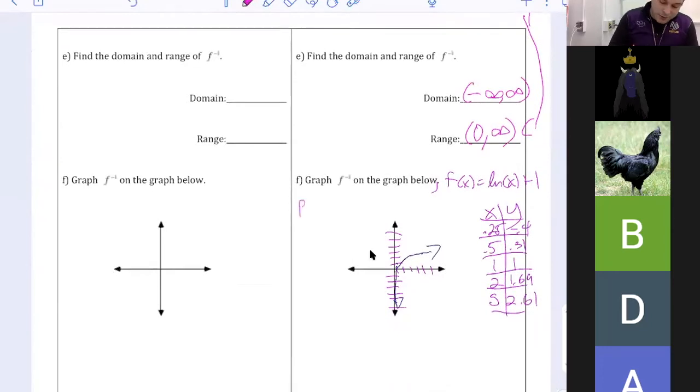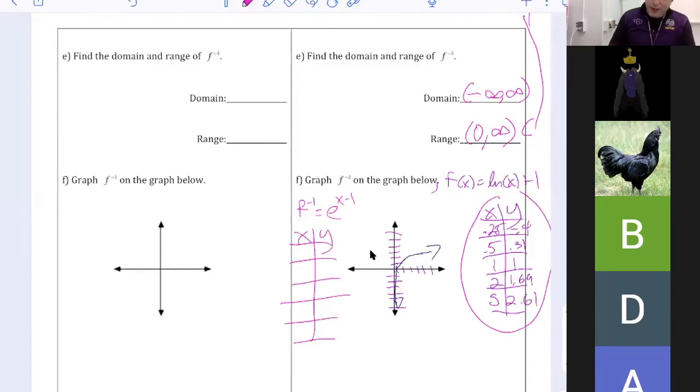And how do I graph it? I'm going to use Desmos. I can't do this in my head. Nobody can. e is an irrational number. So e to the x minus 1. Well, actually, I could cheat a little bit, right? I know that it's just the inverse of this. So I could just switch those x and y values and find the inverse and graph it that way.